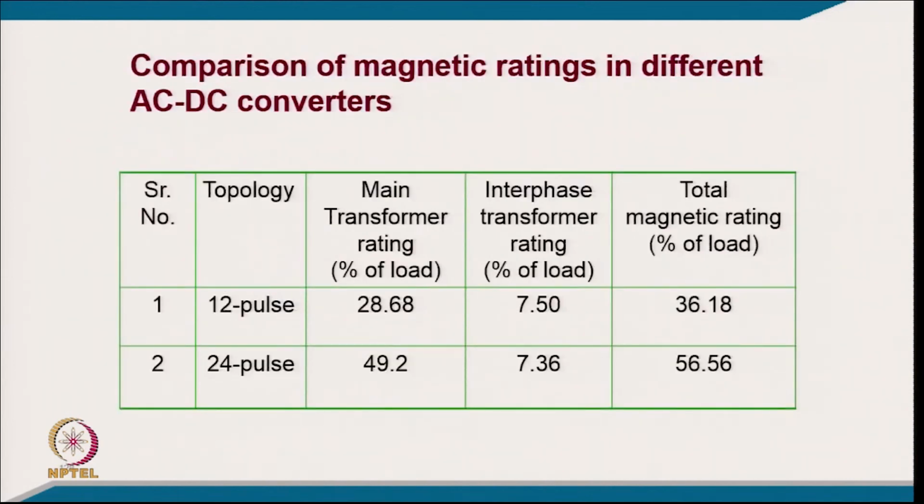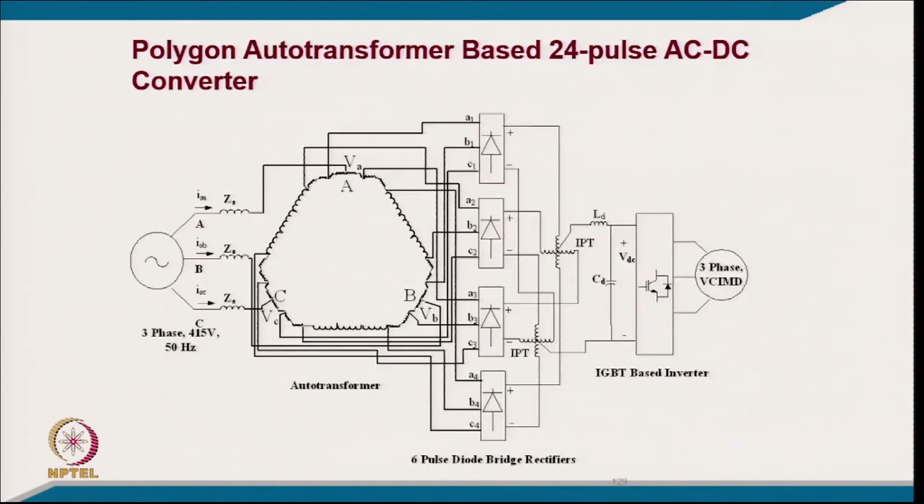And then of course the magnetic rating. You can just see the magnetic rating for 12 pulse is 20 for this interface, so this is the total magnetic rating for 12 pulse, but for 24 pulse it is 56.56. This is another reason why we are not going to a higher number of pulses if the standard is met as far as THD is concerned. This we call the polygon connection for providing the phase shift. So, this is a 24 pulse with the polygon, 24 pulse meaning 4 bridges.